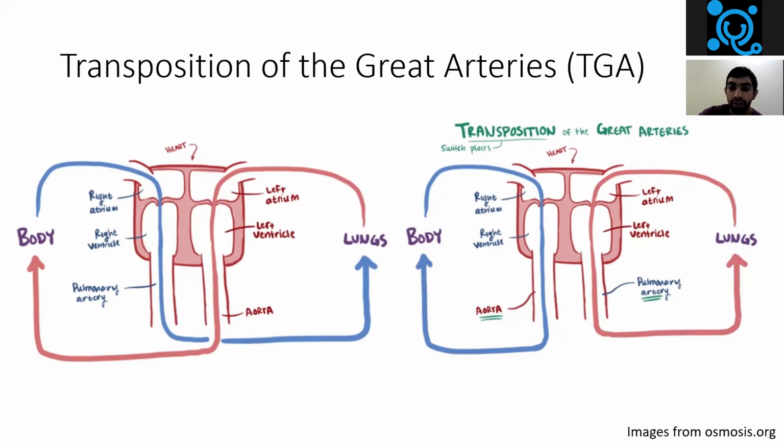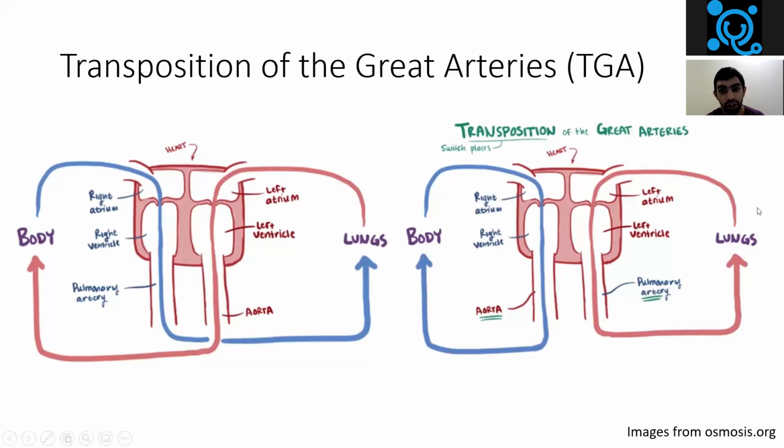So this in and of itself is not compatible with life, as I'm sure you guys can easily appreciate. So the key to maintaining survival is by having shunts. So at minimum, you want there to be a connection between the pulmonary artery and the aorta. And that is what we call the ductus arteriosus. So you want that to be kept open, if nothing else.